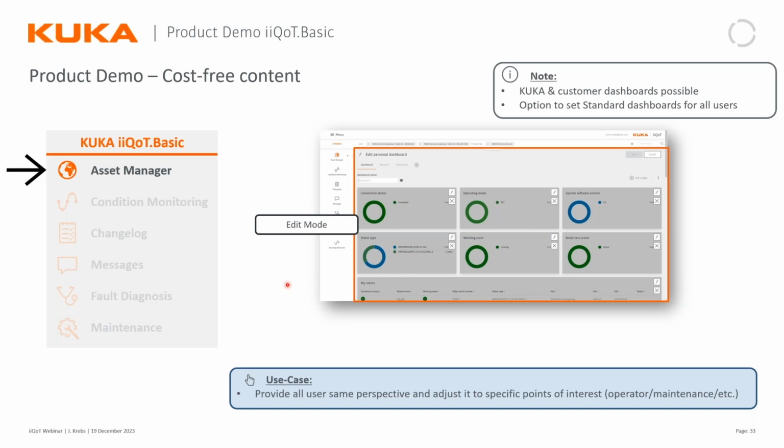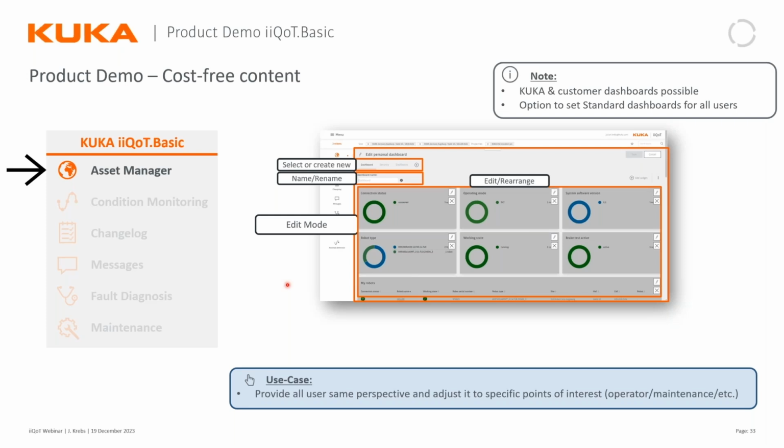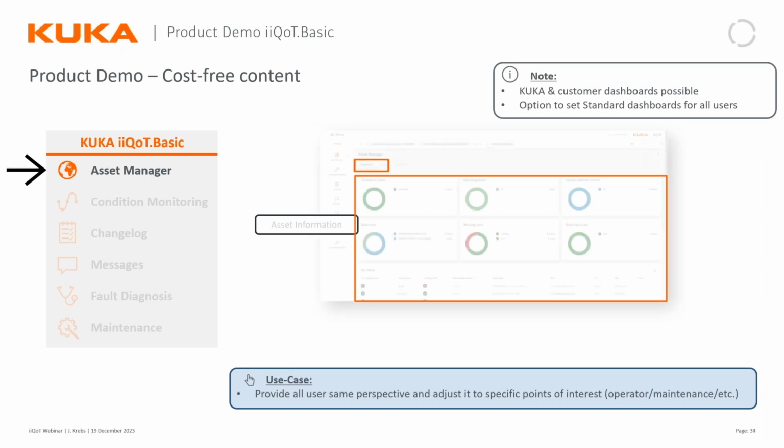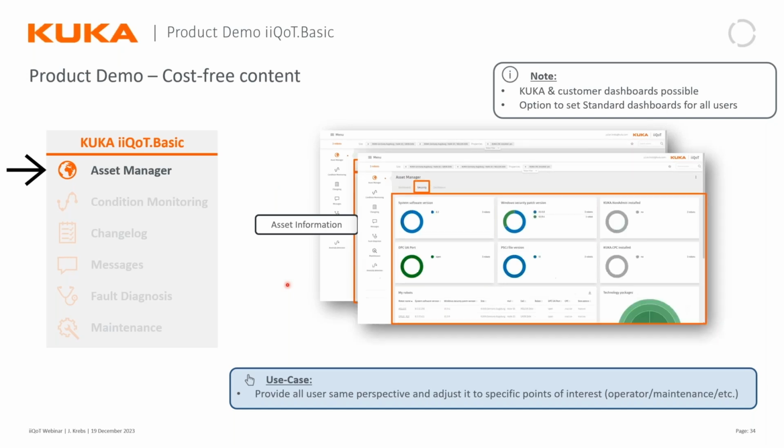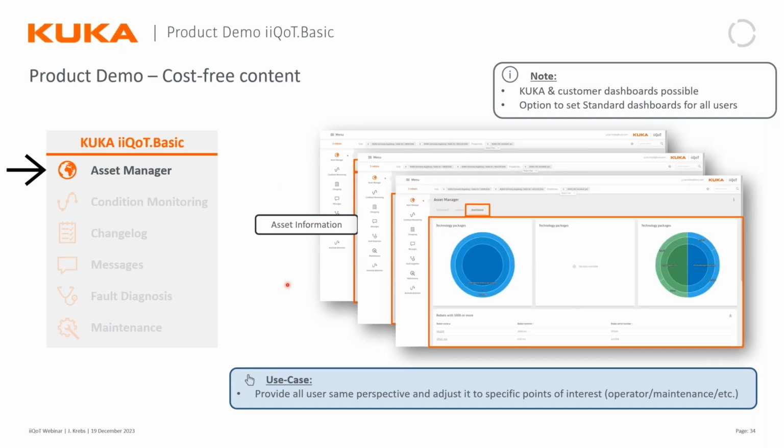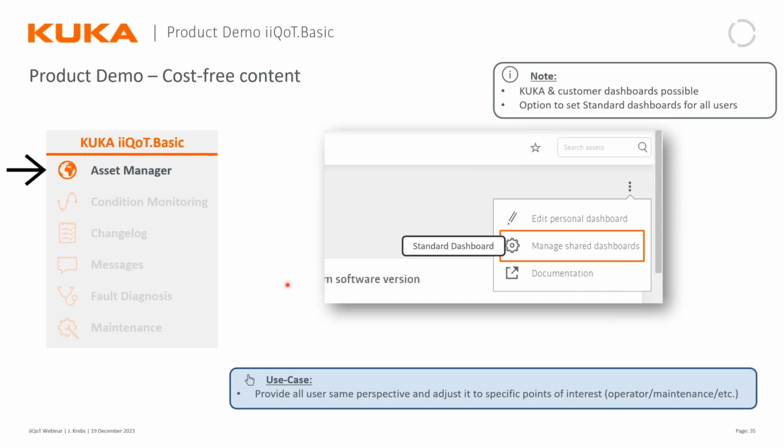You have different possibilities of selecting existing dashboards or creating new ones, naming or renaming your dashboards, editing whatever is there, rearranging, adding new widgets, and of course, saving it. With that being said, there are different tabs where we can have specific information about it. However, that is the personal dashboard. So whatever I set up, maybe my colleague, maybe some other people who also have to use this tool might not see it. That's why we implemented managed shared dashboards.